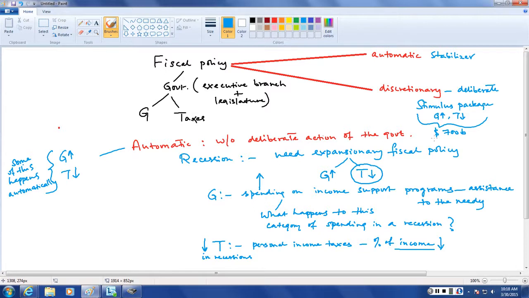Now, would this be automatic or discretionary? Discretionary. This is discretionary because this is something the government deliberately did in order to help our economy climb out of that Great Recession. Right? So I hope that's understood then.